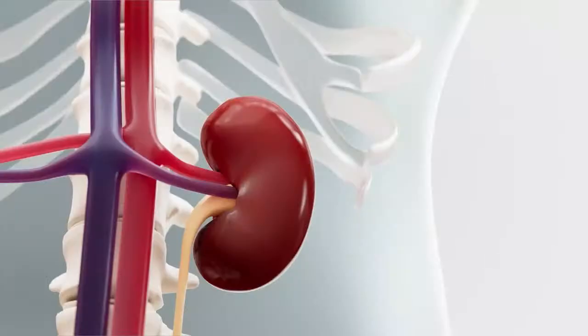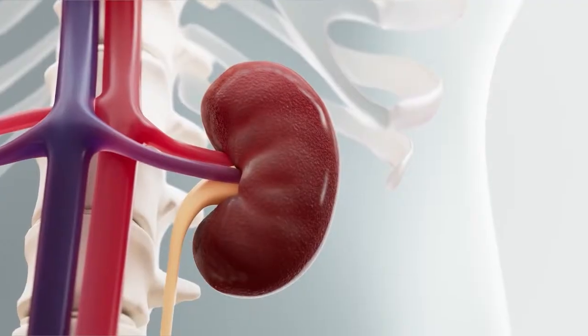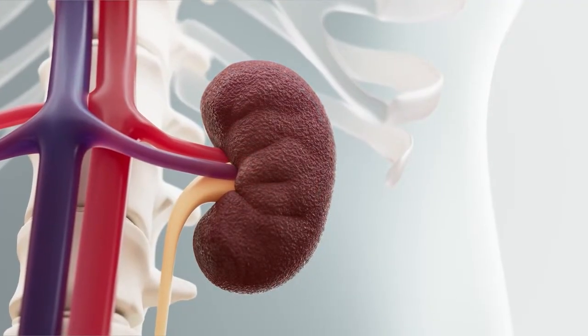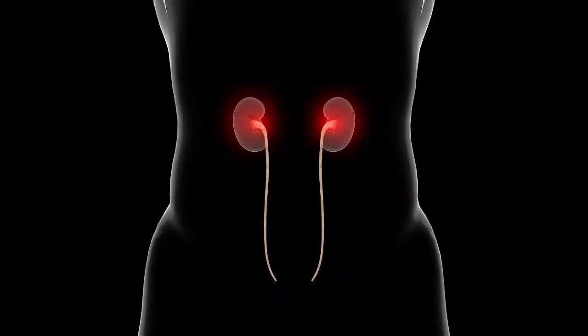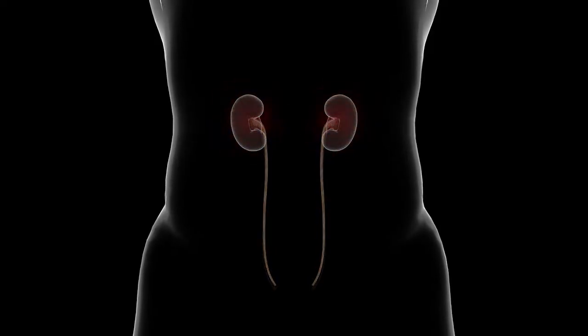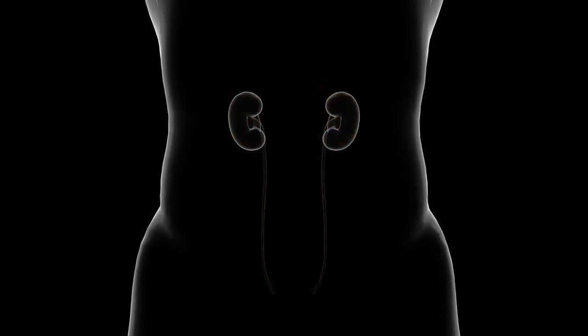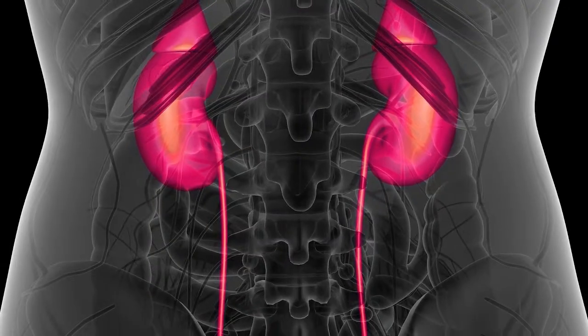Kidneys. The kidneys are a pair of bean-shaped organs located in the upper abdomen, on either side of the spine. They are responsible for filtering the blood and removing waste products, such as urea and creatinine, from the body. The kidneys also help to regulate the body's electrolyte balance, such as sodium and potassium, and blood pressure.